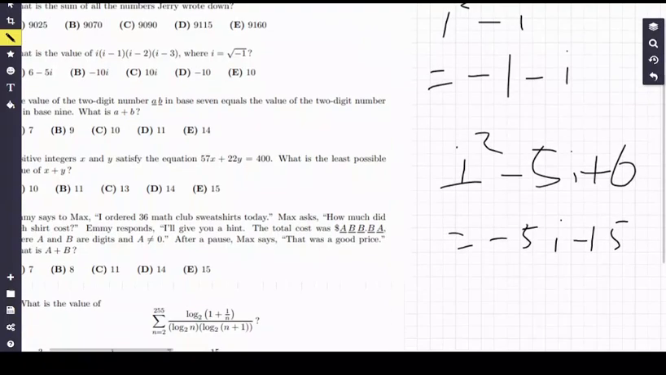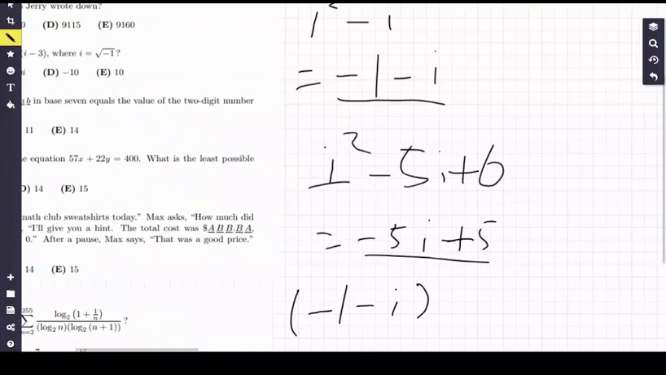Yes, it is. Oh, this looks like a 9 minus. My bad. So now we have this and this, and let's go ahead and multiply together. Negative 1 minus i multiplied by negative 5i plus 5.